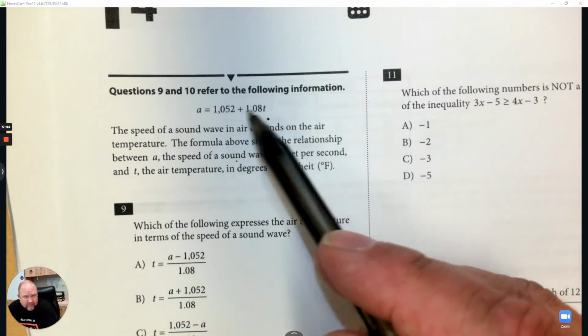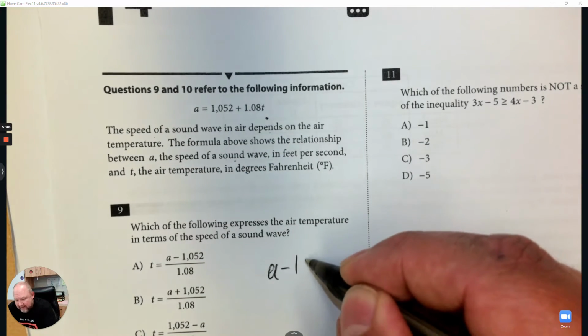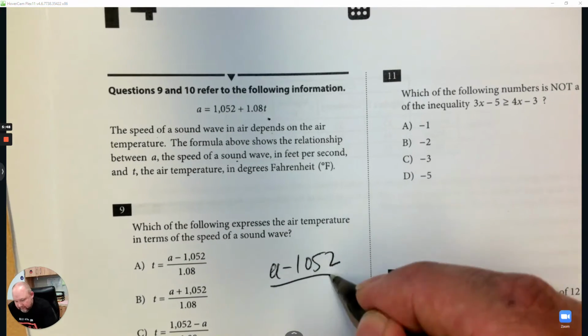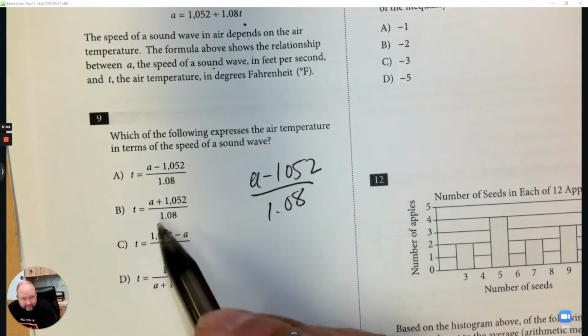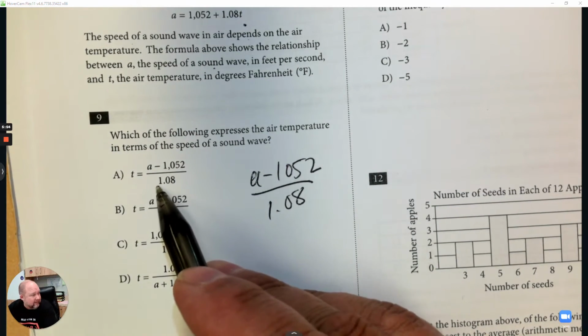So if you solve for T, what would you do? I would subtract, and then I would divide by 1.08. And there's the answer, 9. It's A.